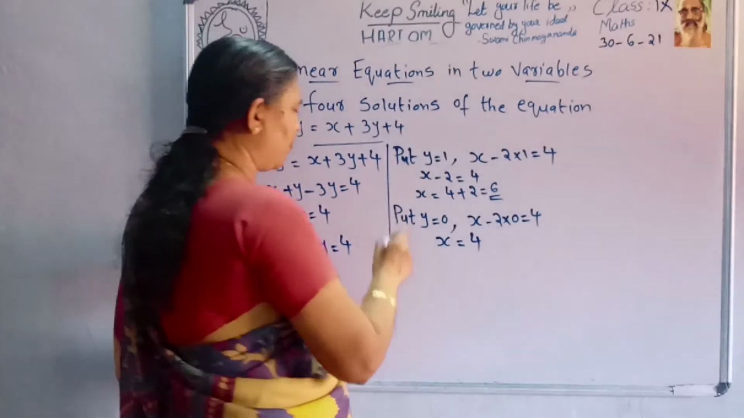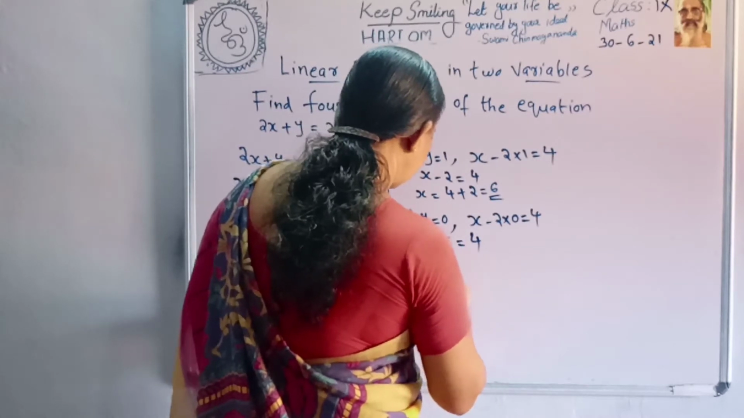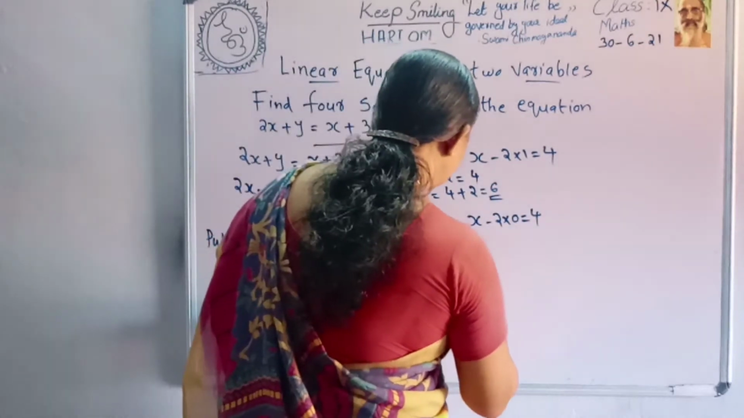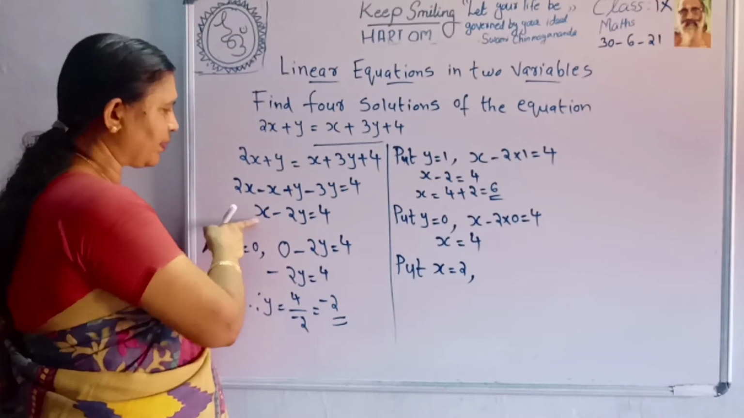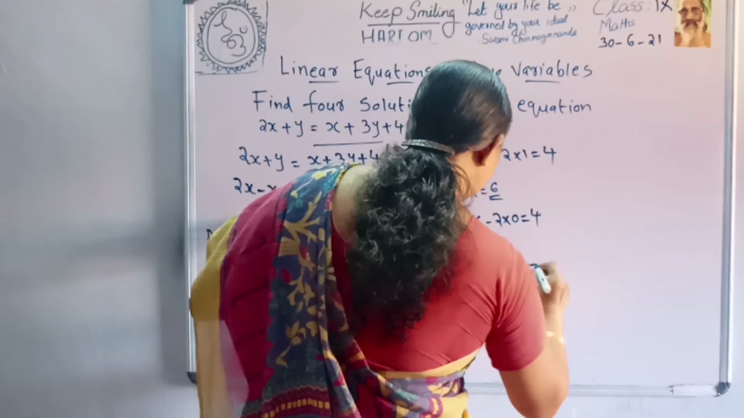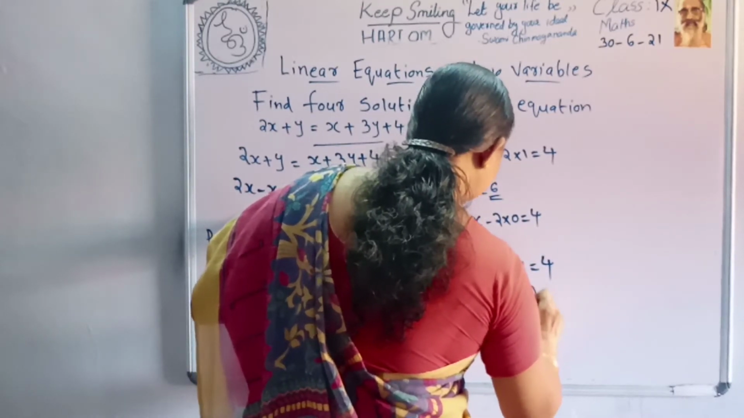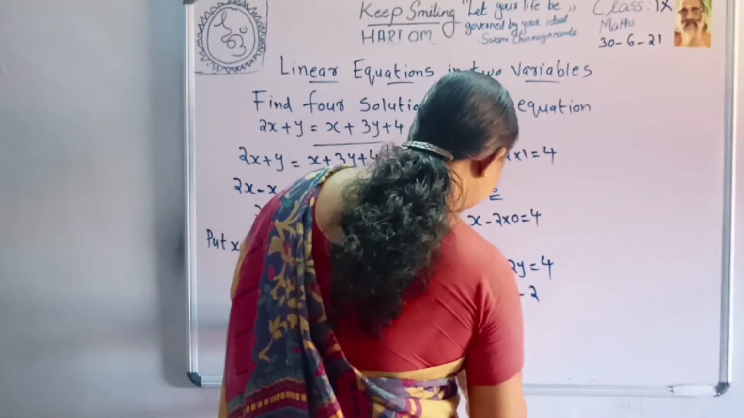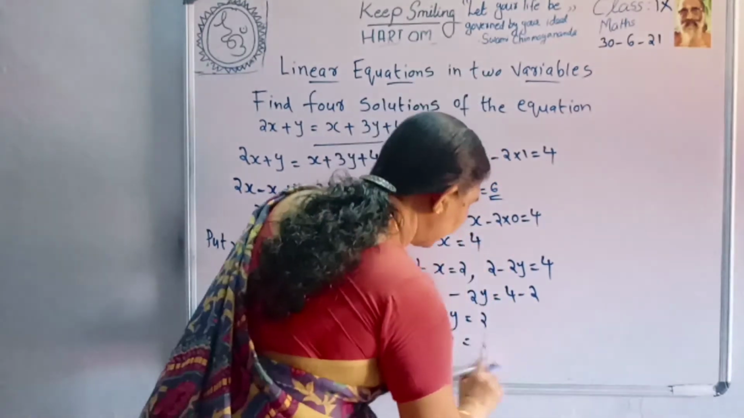Then we take another value for x, put x is equal to 2. If you put x is equal to 2, the equation will become, instead of x we put 2: 2 minus 2y is equal to 4. That is minus 2y is equal to 4 minus 2, or minus 2y is equal to 2. Then what is y? Y is equal to 2 by minus 2.